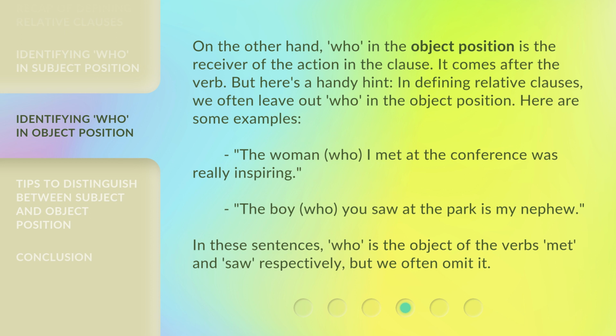Here are some examples. The woman who I met at the conference was really inspiring. The boy who you saw at the park is my nephew. In these sentences, who is the object of the verbs met and saw, respectively, but we often omit it.